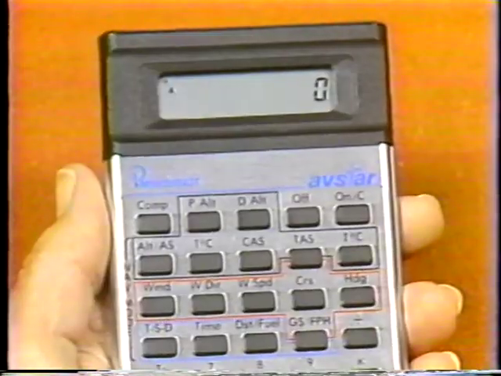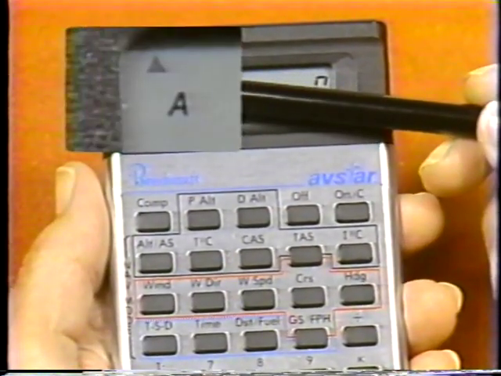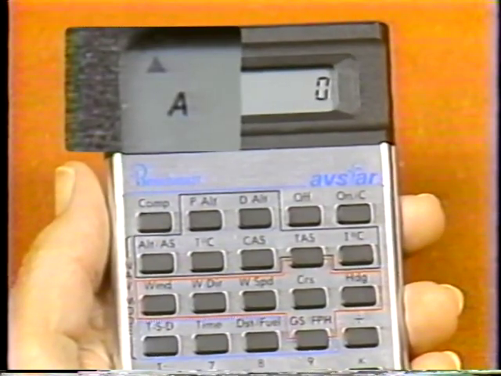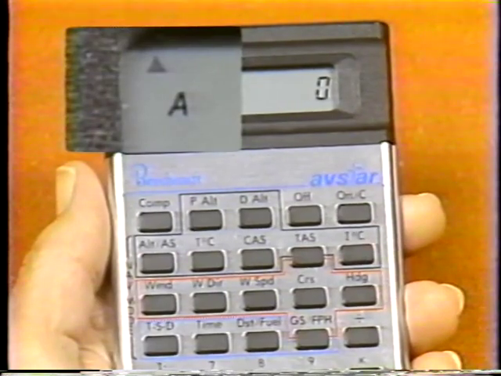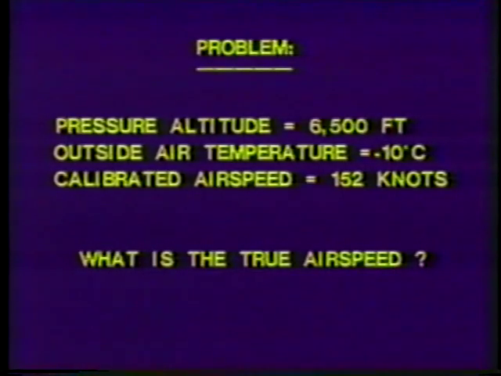If you're finished with the computer, press the Off key. You save the batteries. But let's solve another true airspeed problem. Press the Clear key to prepare the computer for another problem. Note the upper left corner of the display. The letter A shows that the computer is still in the altitude airspeed mode, and the small triangle reminds you that the battery is okay. Now here's the problem. You are cruising at an altitude of 6,500 feet, and the outside air temperature is minus 10 degrees Celsius. The calibrated airspeed is 152 knots. What is the true airspeed of the airplane?